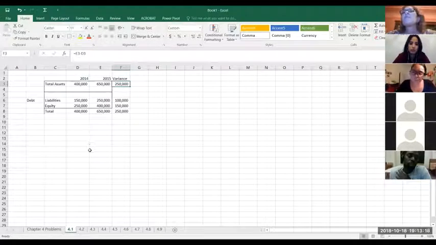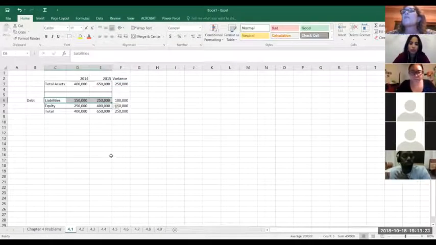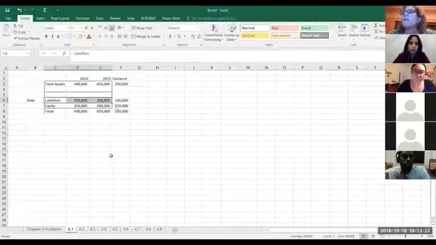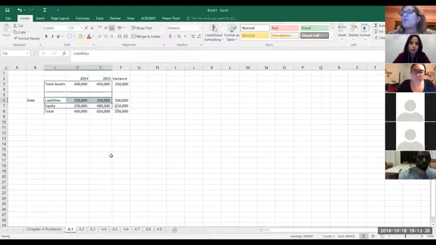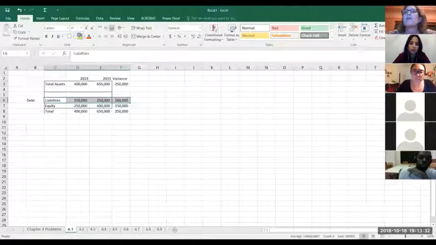So the simple rule is, when liability increases, it means you have more debt. When liability decreases, it means you don't have as much debt. Because that's what this section of the balance sheet is. It's all about debt, okay?